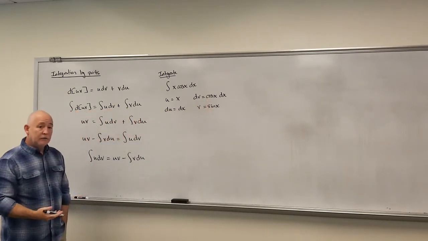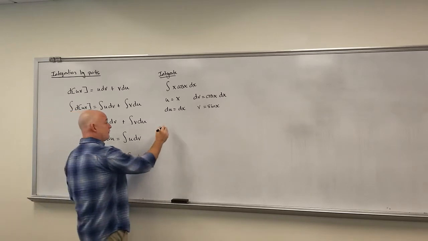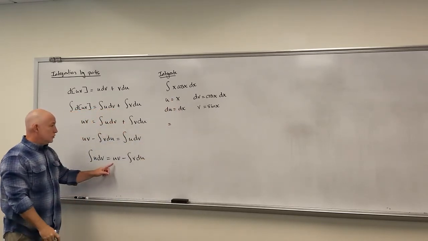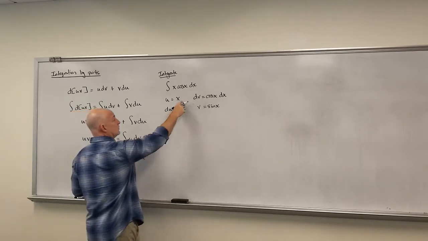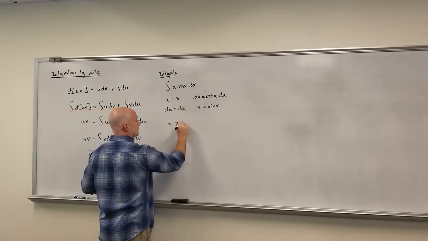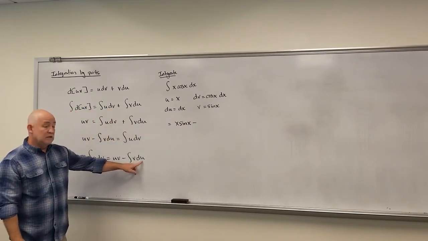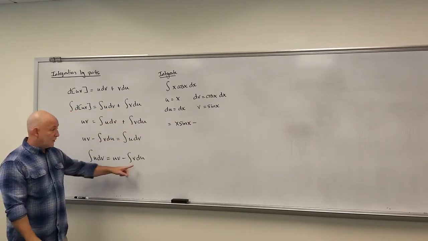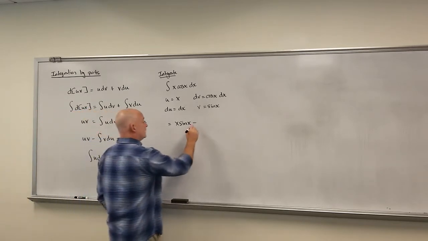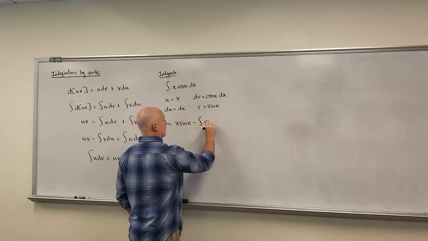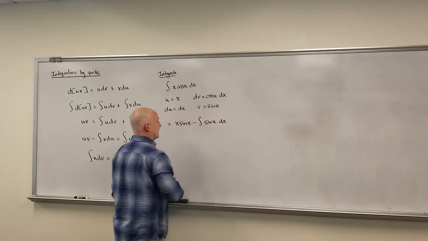All right, now here's the good news. Now it's just a formula to put the pieces together. So this integral is equal to uv, x sine x, minus the integral of v du. You might want to say that 100 times before you go to bed tonight. So minus the integral of v du. So the integral of sine x dx.